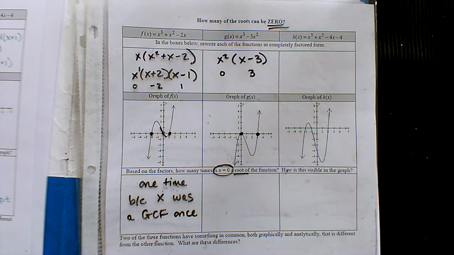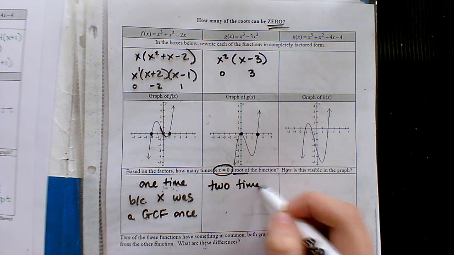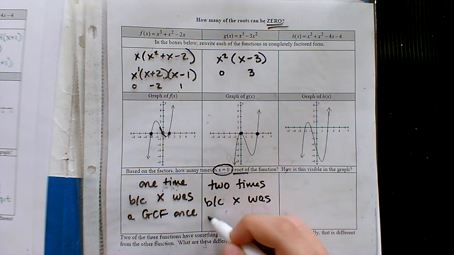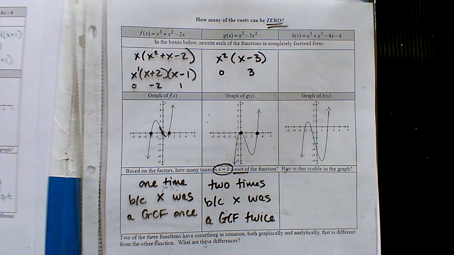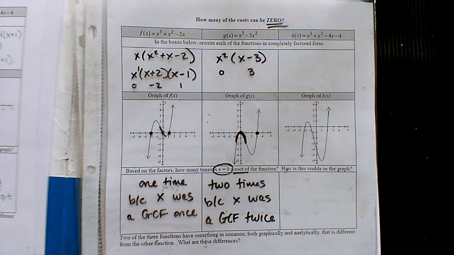In this example, how many times is x equals 0 a factor? Yeah, 2. How'd you know? All right, because x was a GCF twice. Okay, you were able to pull out 2 x's in this case. And graphically it makes sense because notice how we're bouncing at the origin. Okay, that's a multiplicity of 2.